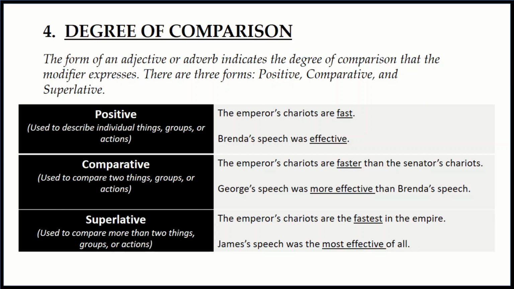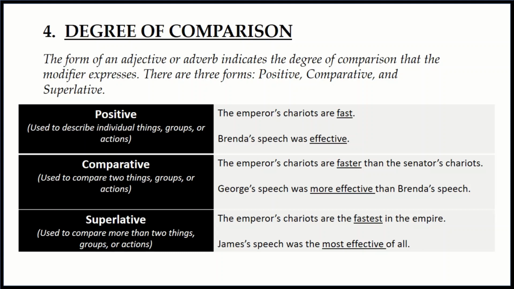And the superlative form is obviously the comparison of more than two things or groups or actions. For example, the emperor's chariots are the fastest in the empire. I mean, there are so many things in the empire, but among them the emperor's chariots are the fastest. Similarly, James' speech was the most effective of all. So let's say there was Brenda's speech, there was George's speech, but James stood out from all of them. His speech was outstanding.